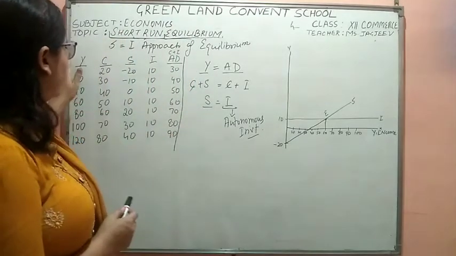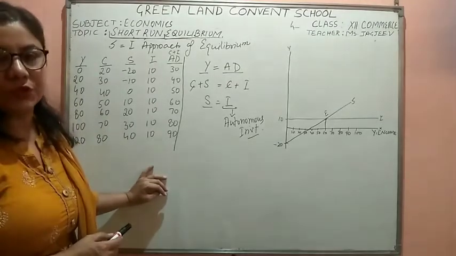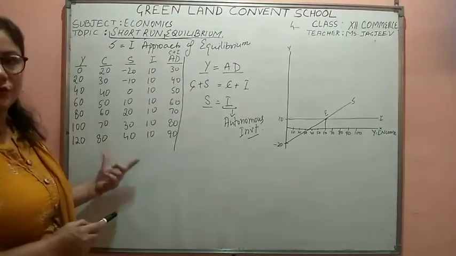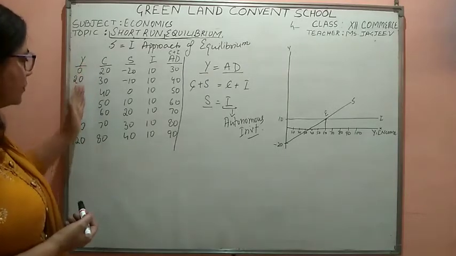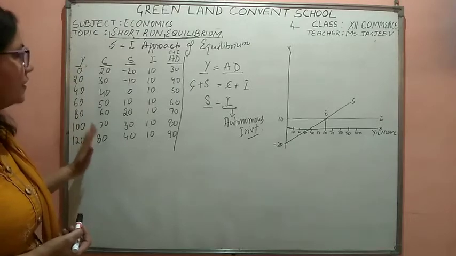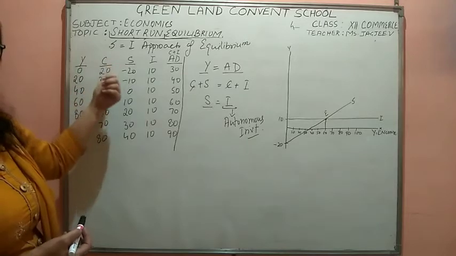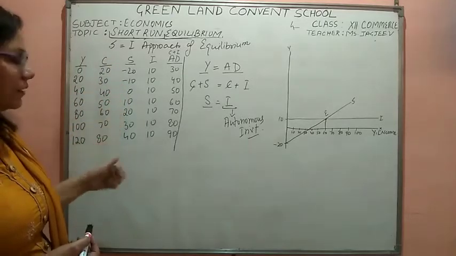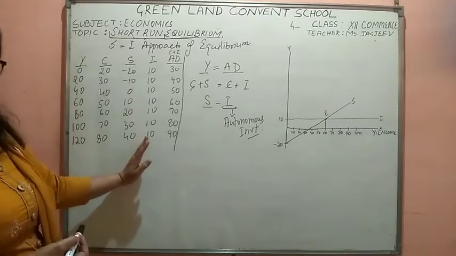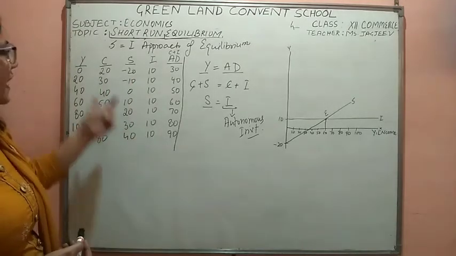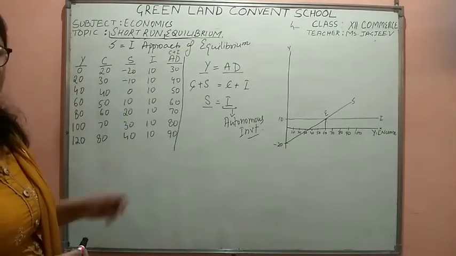We have the same table that we used in the ADAS approach. Only a few things are left. Income is increasing by 20 units. Consumption is increasing by 10 units. Saving is income minus consumption: minus 20, minus 10, 0, 10, 20, 30, 40 and so on. Autonomous investment we had already said is 10. When we add consumption and investment, it becomes the aggregate demand.